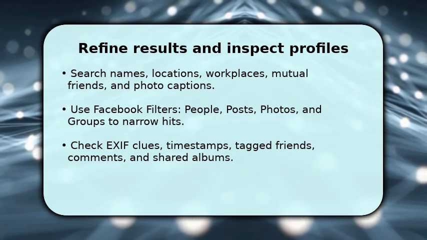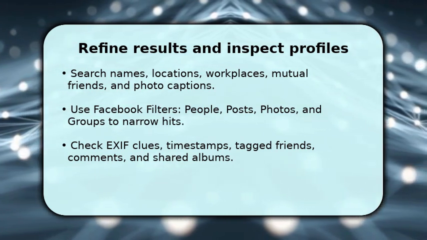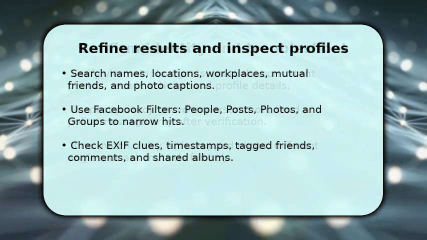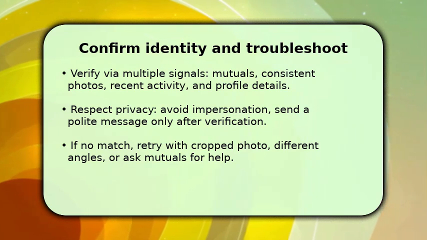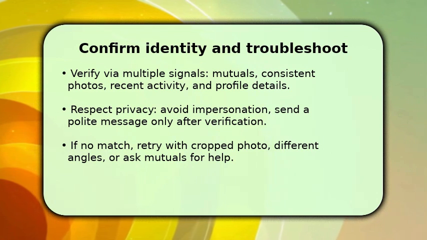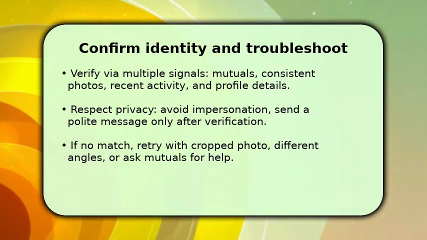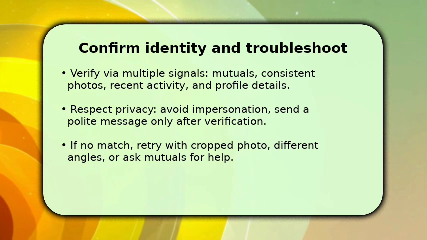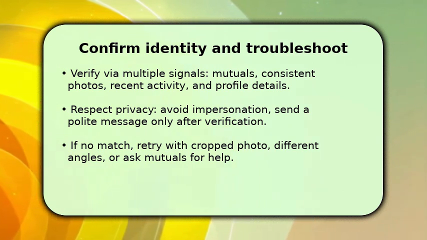You finish by confirming identity through multiple independent signals, matching faces across several photos, overlapping friends, consistent bio details, and recent activity. Once reasonably certain, you may send a concise, respectful message. Explain why you're reaching out and include context.